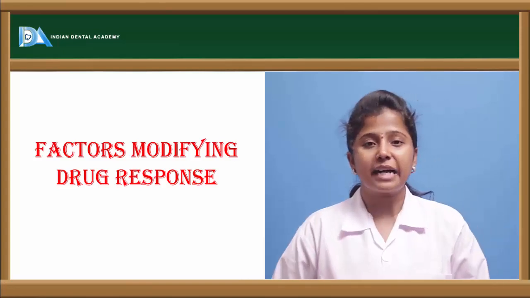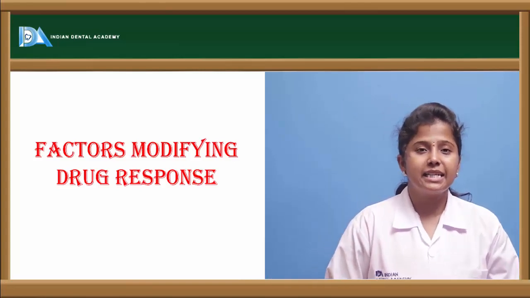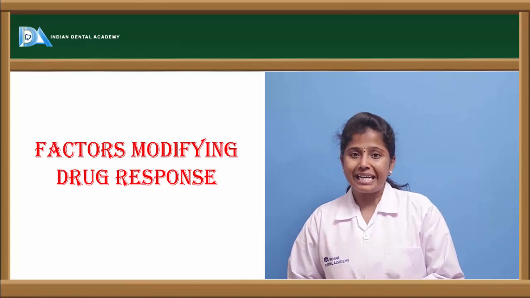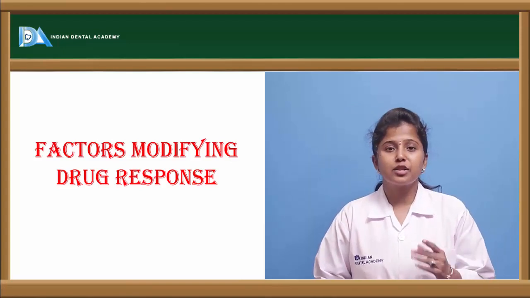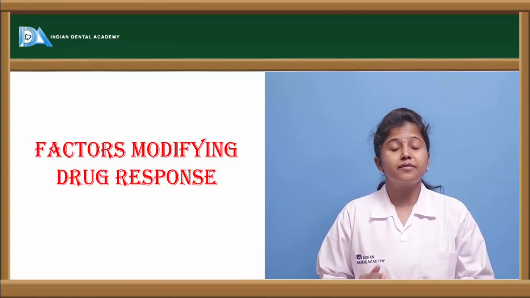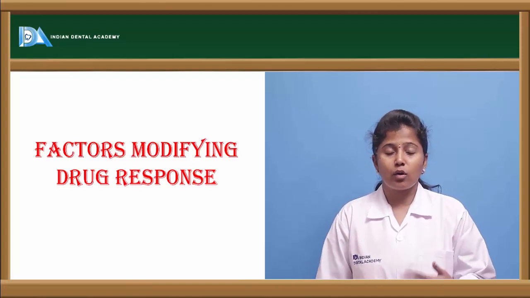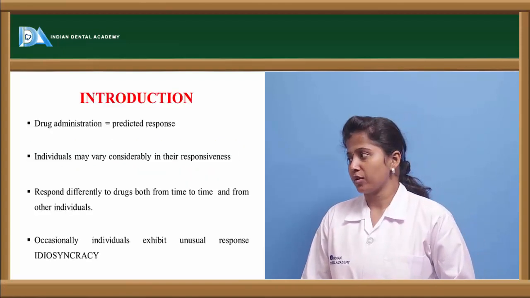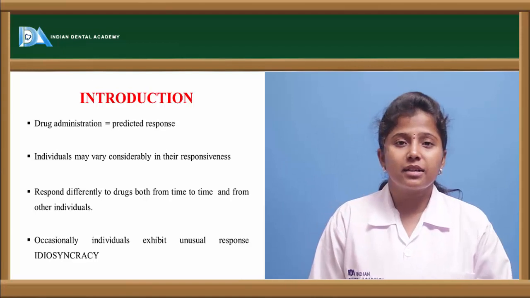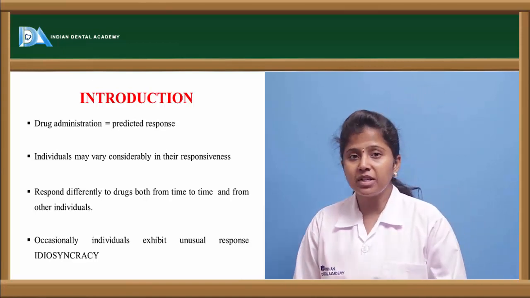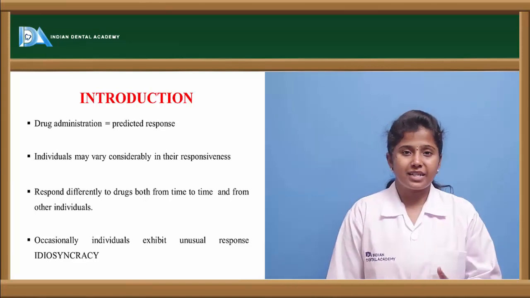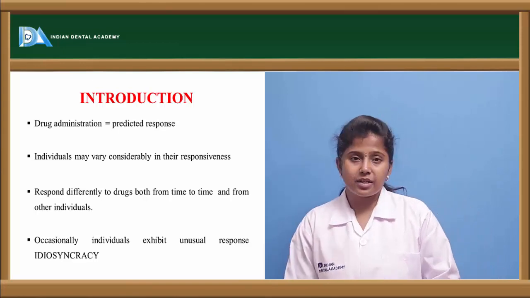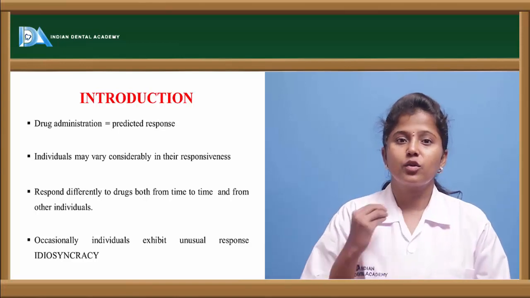Let us see what are the factors which are involved in the drug response. So we are taking the drug and the drug is showing some sort of response. So what are the various factors which are involved in order for a drug to show the response? Here, first, the drug which is administered shows some predicted response. So we are taking the drug and it is showing an effect.